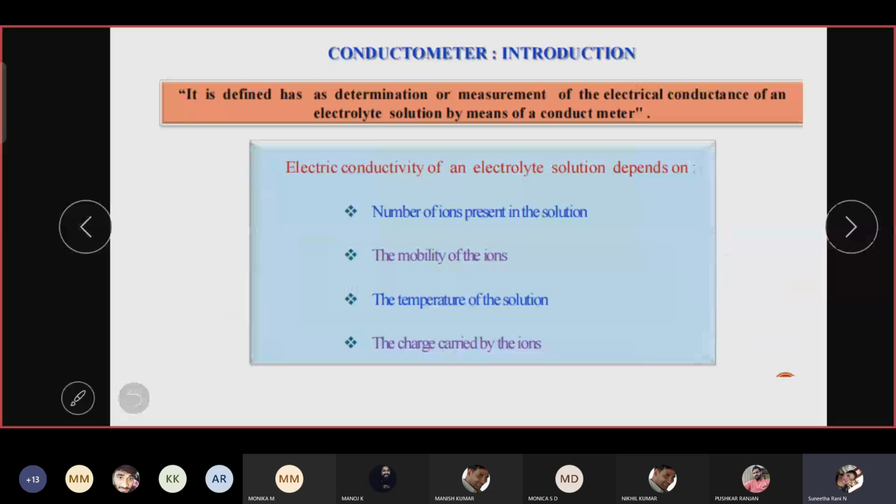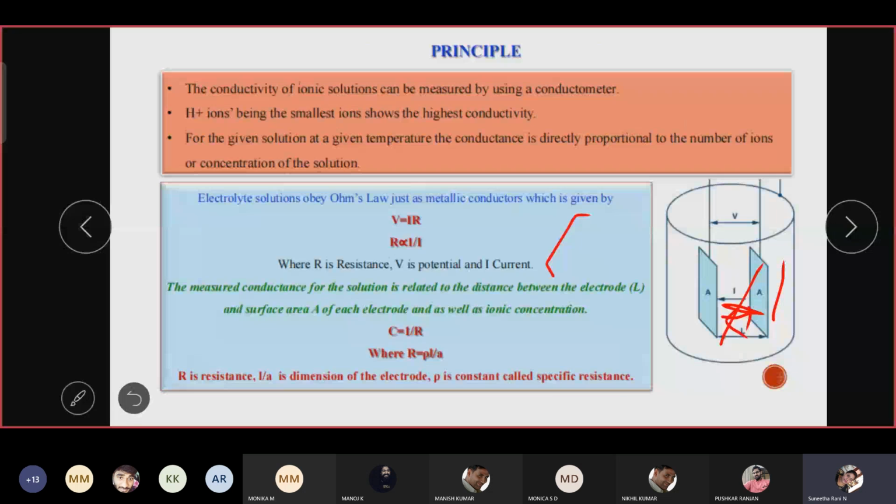Here l by A is the dimension of the electrode, and rho is the constant called the specific resistance. Whatever the ions are conducting specifically between these two electrodes, between these two chips, is measured as the specific conductance. So this is the principle behind the conductometric experiment: Ohm's law.